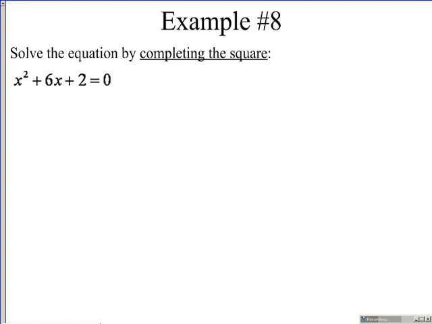Solve each equation by completing the square. Completing the square has certain steps that you must follow. Let's review those. First thing we must do is move the constant over to the other side of the equation. So let's go ahead and do that.